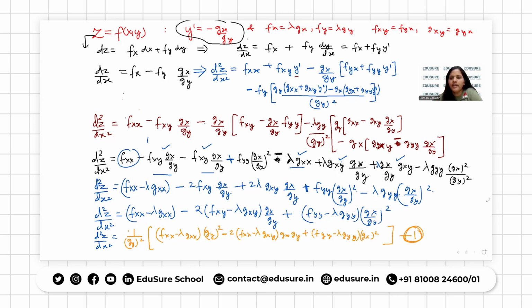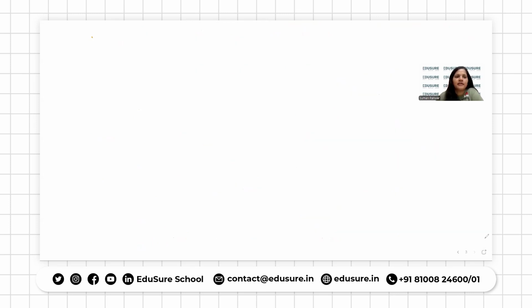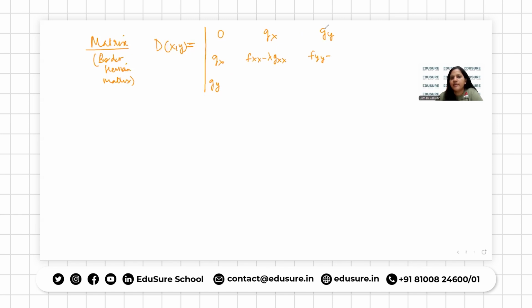Okay. Now, if we consider the matrix, or we consider the bordered Hessian matrix. Okay. So what is that matrix? D of xy. So D of xy is this matrix: 0, gx, gy, gx, fxx minus lambda gxx, fxy minus lambda gxy, gy, then we have fxy minus lambda gxy, fyy minus lambda gyy.